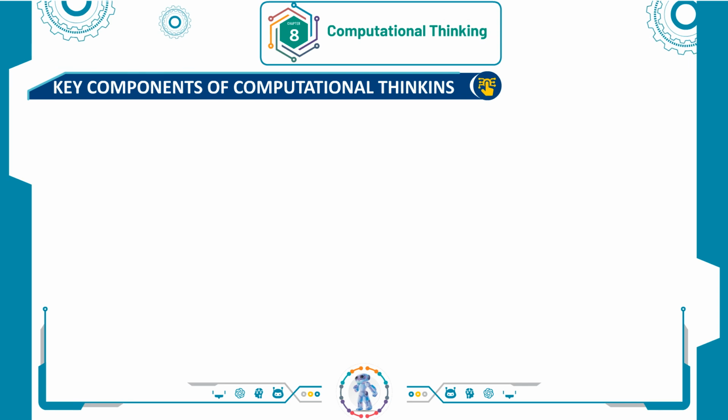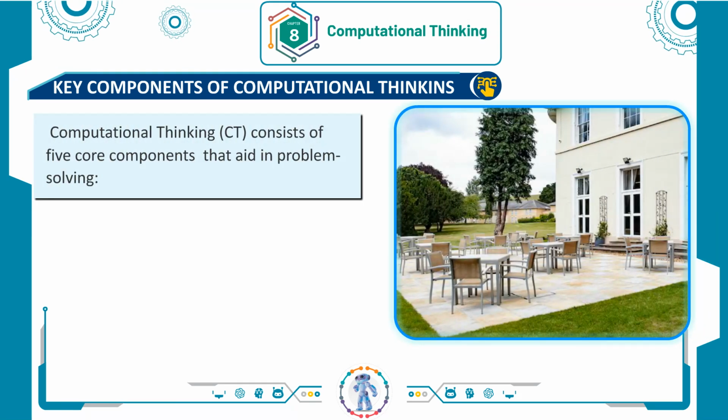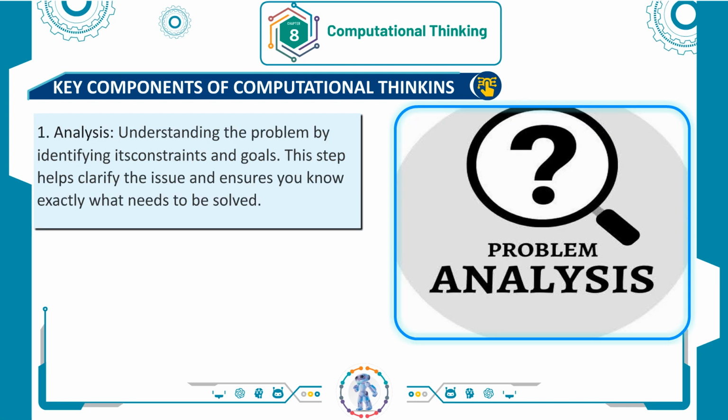Key components of computational thinking. Computational thinking (CT) consists of 5 core components that aid in problem solving. 1. Analysis, understanding the problem by identifying its constraints and goals. This step helps clarify the issue and ensures you know exactly what needs to be solved.